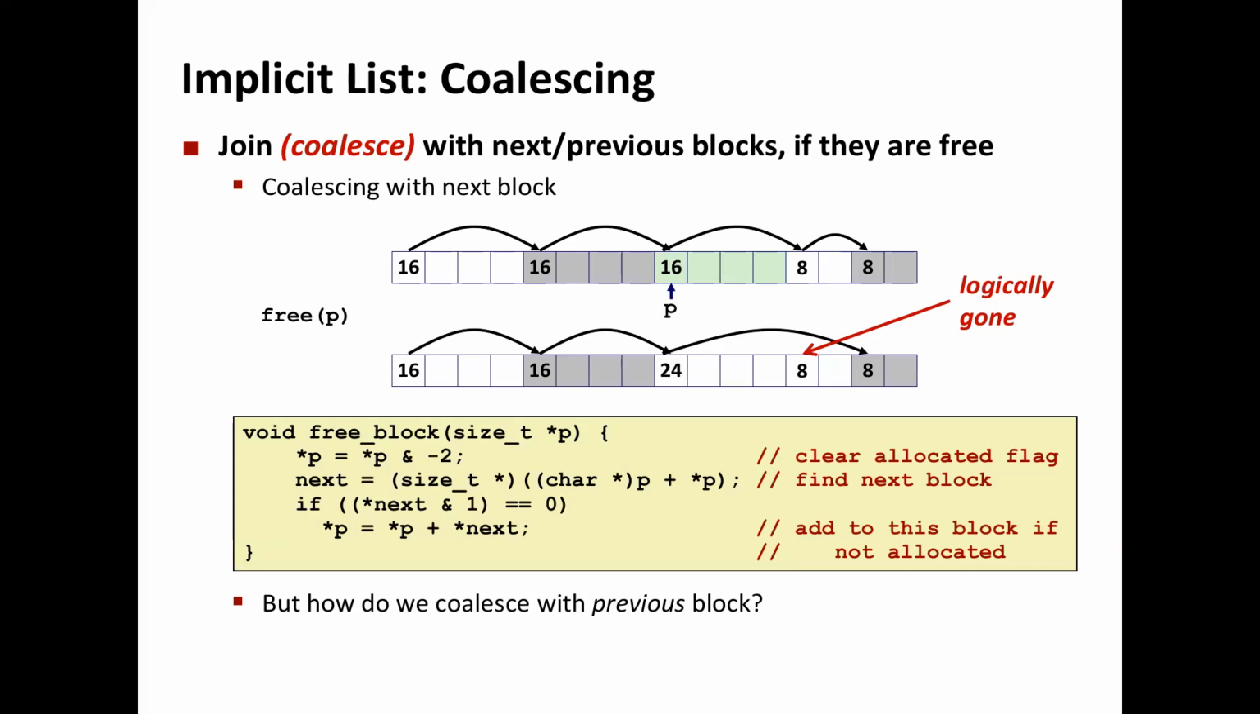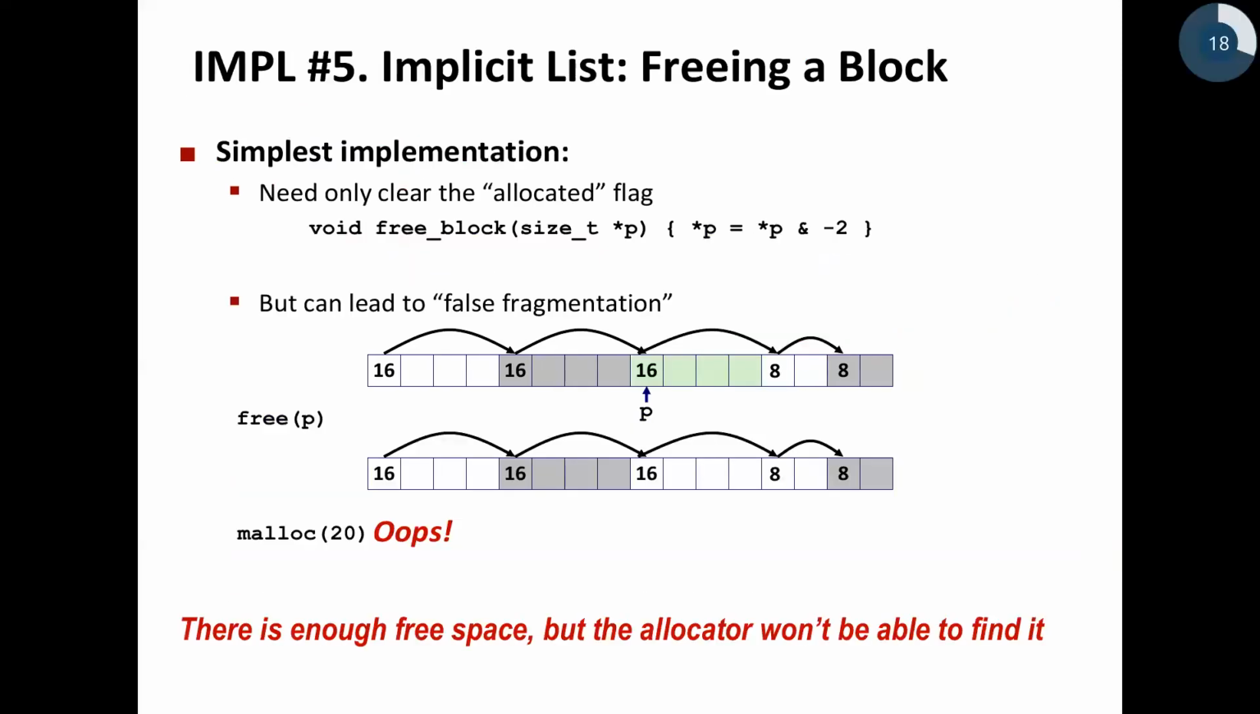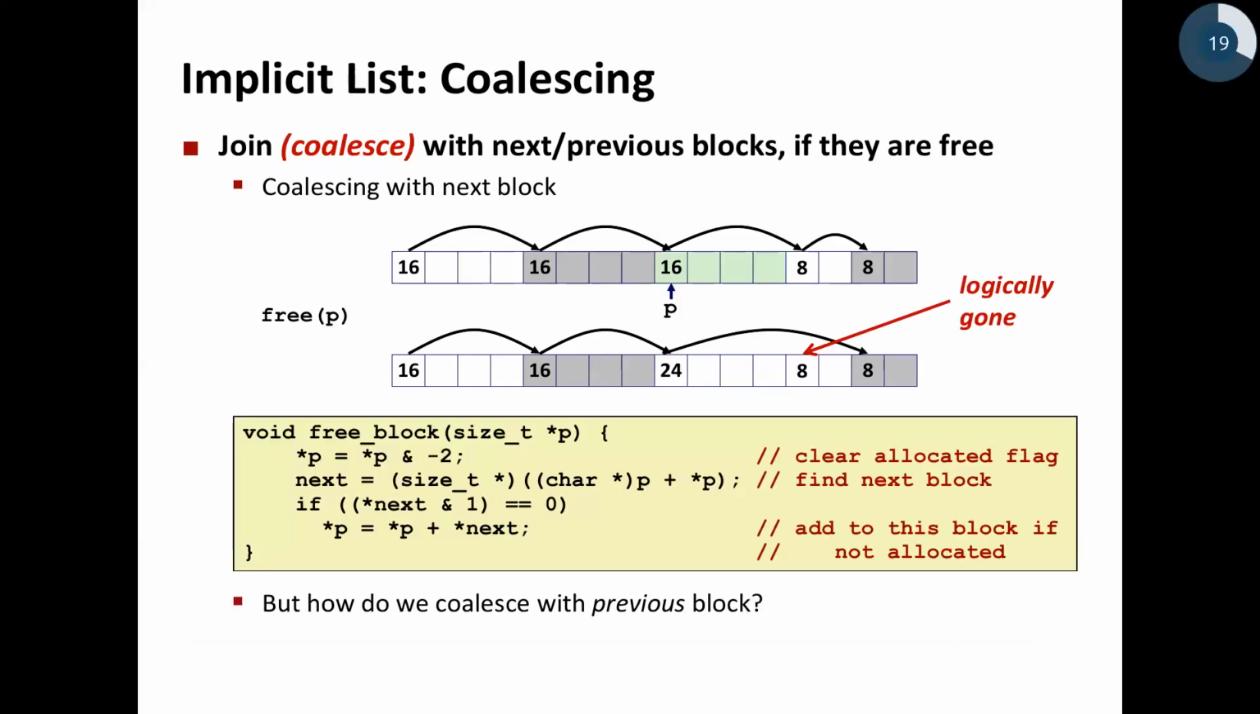Okay, so the free block, what are we gonna do? We're gonna mask out the allocated free bit, find the next block, and then, okay, if it's not allocated, we're going to just increase the size of our new free block, right? So this is how we're gonna join them together. So yeah, it looks like we have solved the problem that we had, but it doesn't fully solve the problem.